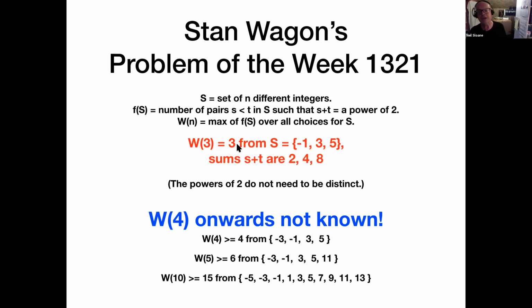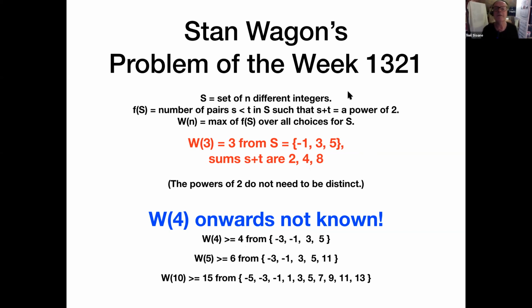Well, with 3 numbers, you can't get more than 3. 3 choose 2 is 3. So this is optimal. And this is the only case where we know the exact solution, although we have good guesses for n up to 100. But even for W of 4, you can get 4 powers of 2 by taking -3, -1, 5, and 3 and 5. You can get 6 from -1, -3, -1, 3, 5, and 11. And you can get 15 from this set.